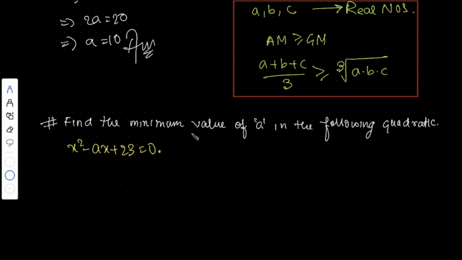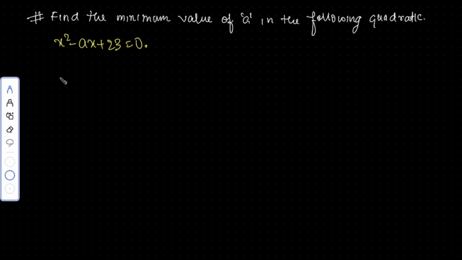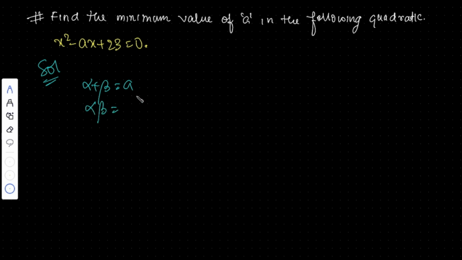Jot down the question, pause the video, try to solve it by yourself. Use the concept of AM and GM that I've shown you. And I'm doing the solution now. Here, alpha plus beta is minus b by a, which is a. Alpha beta is c by a, 23.